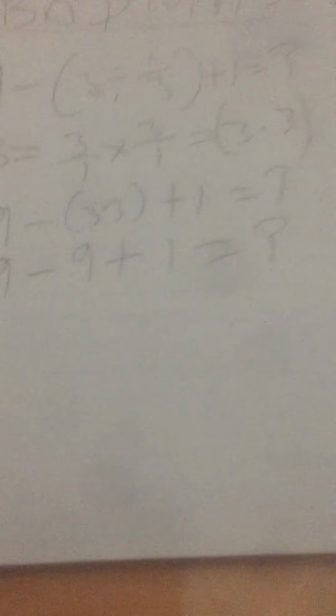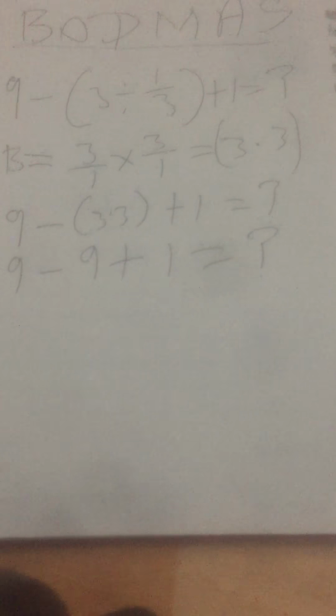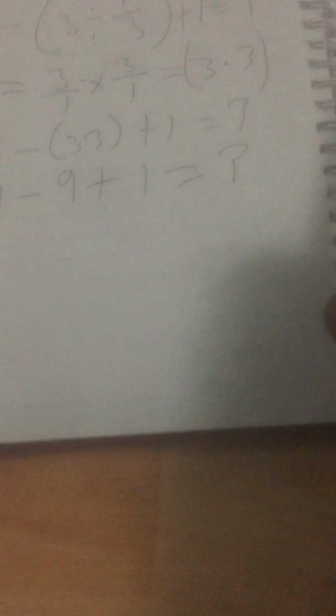Now, there is a rule when you are solving BODMAS. If there is same precedence, as in here you have 9 minus 9 plus 1, 9, 9, it's the same precedence. Minus, plus, same precedence. You solve from left to right. So let's solve from left to right. 9 minus 9 plus 1. 9 minus 9 gives us what? 0 plus 1. Answer becomes 1.